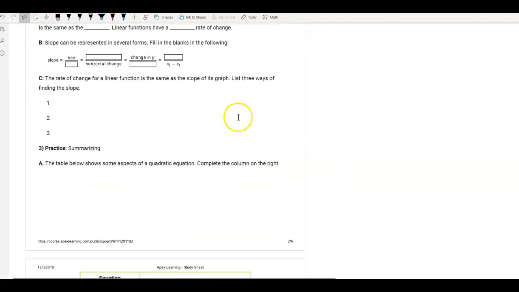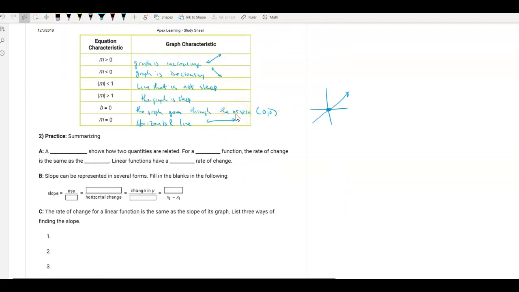All right. So as we look through here, a blank shows how two quantities are related. Okay. So we say a rate of change shows how two quantities are related. For a linear function, right, meaning a straight line, the rate of change is the same as the slope of the line. Linear functions have a constant rate of change, meaning your steps will always be the same.